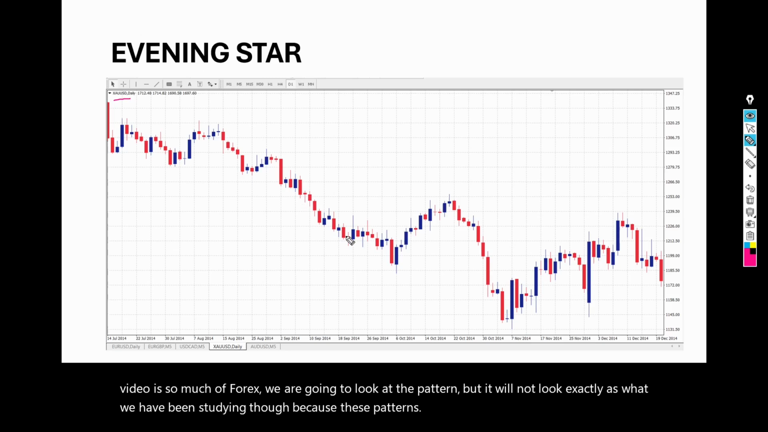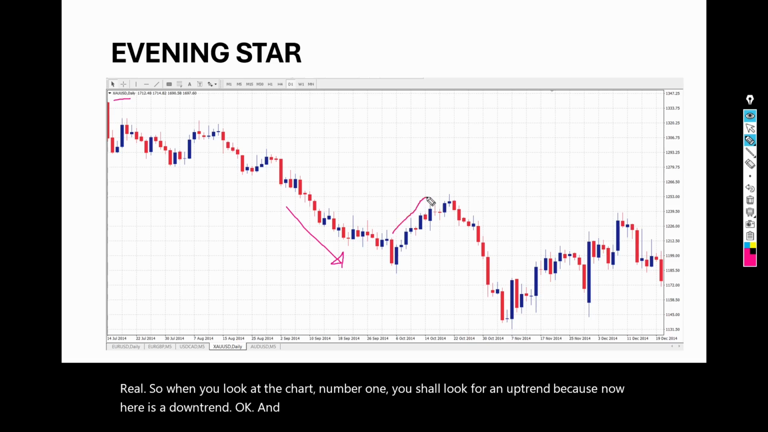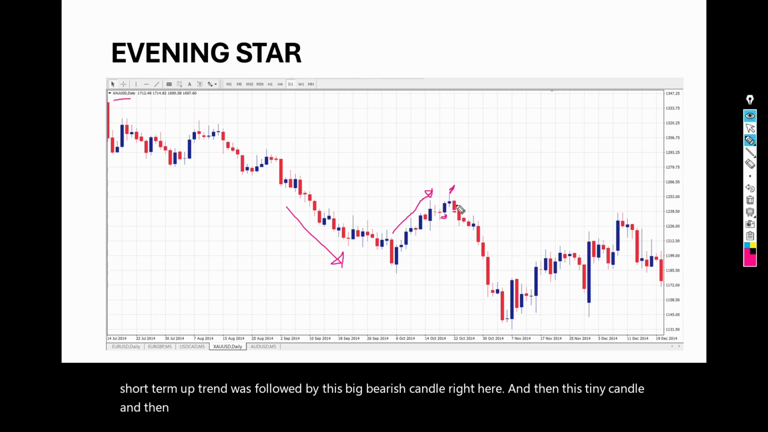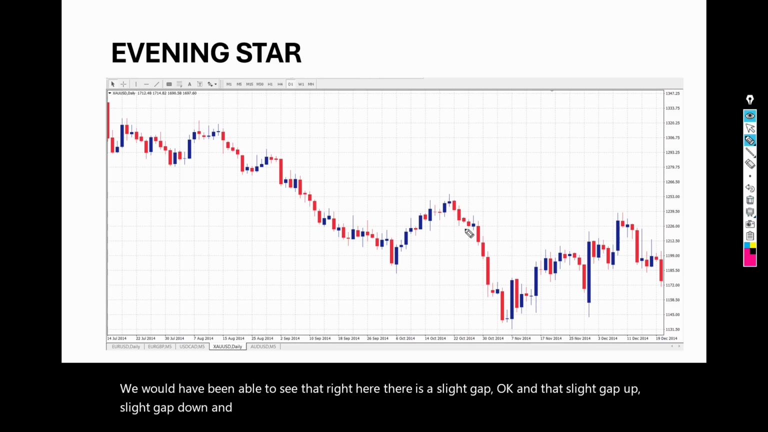So when you look at the chart, number one, you shall look for an uptrend, because now here is a downtrend, and then here we have a short-term uptrend, you see. This short-term uptrend was followed by this big bearish candle right here, and then this tiny candle, and then this big candle. If I could zoom in, we would be able to see that right here there is a slight gap up, slight gap down, and then we could spot our pattern, which is right here.